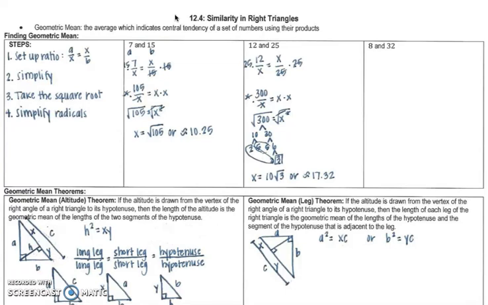Hey Geometry 2 students, Miss Craft here, and today we're going to look at lesson 12.4, which is similarity in right triangles. We have one vocab word for today, which is geometric mean, and that is the average, which indicates central tendency of a set of numbers using their products. Basically, it is statistics for geometry.